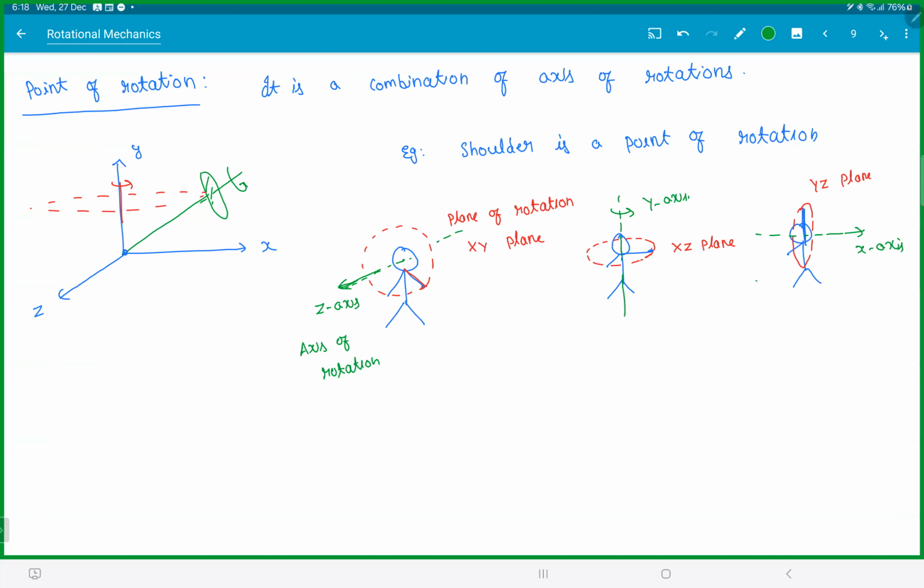So your shoulder is actually a point of rotation. Take a door: if you observe, you can rotate it only in one plane, either towards you or away from you. You can't rotate the door up and down. Think of the book I'm holding here. This is a point of rotation, meaning I can rotate it like this, like this, and even like this. There are three axes of rotation.